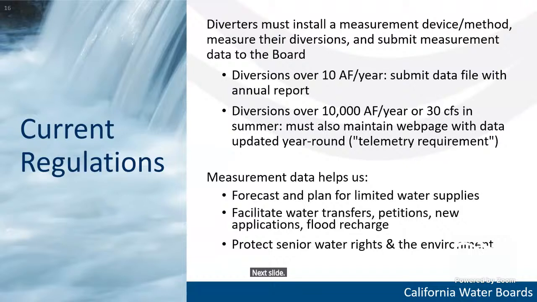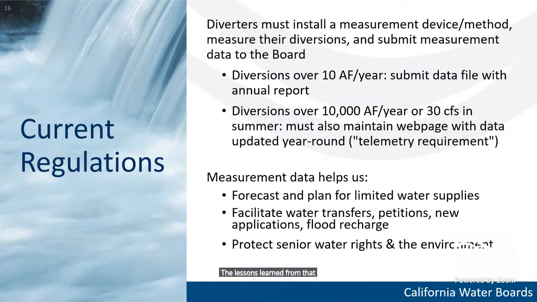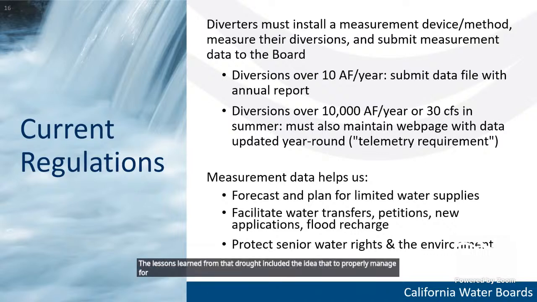So some background about our current regulations. They were adopted in 2016 in response to a historic multi-year drought that preceded it. The lessons learned from that drought included the idea that to properly manage for water unavailability, we needed better data on when, where, and how much water was leaving the system.